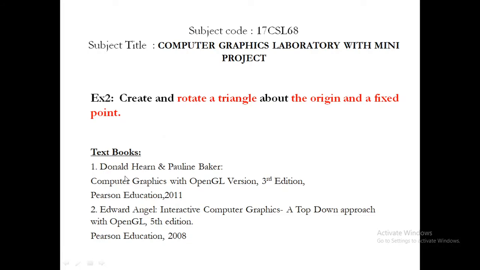Students can refer to the textbooks Computer Graphics with OpenGL by Hearn and Baker, and Interactive Computer Graphics: A Top-Down Approach with OpenGL by Edward Angel. First we will see the output of the program, then we will try to understand the concept.